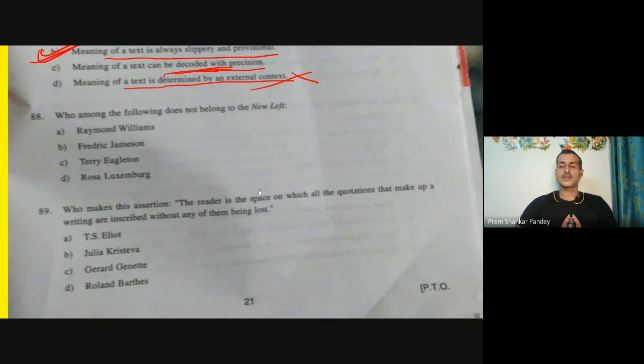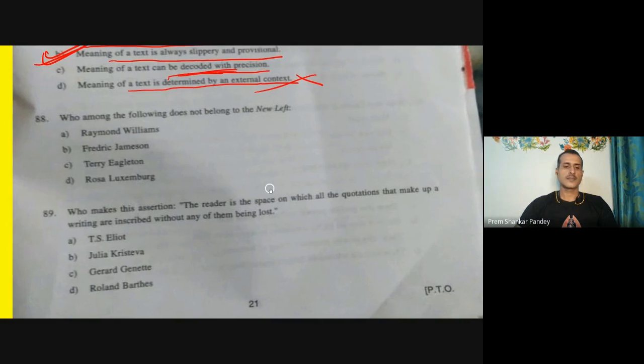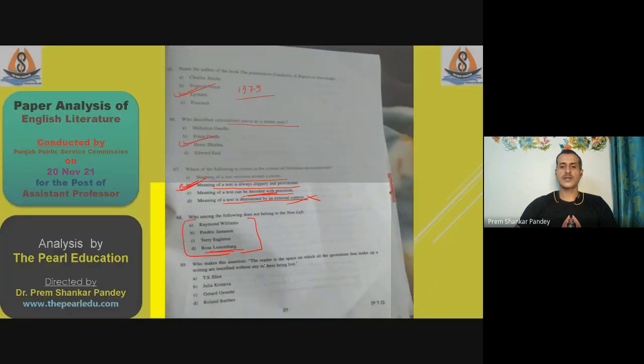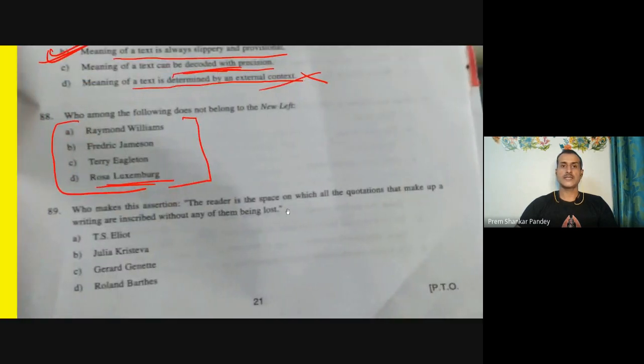It's a group of Marxism. New Left are the group of Marxist philosophers. As per me, all are from the New Left Marxist philosophers. I'll try to find the right answer. If any one of you know the right answer, you can discuss. If any one of you have seen such a question. But as per me, all of them are Marxist philosophers related to New Left Marxism, 20th century Marxist philosophers: Raymond Williams, Fredric Jameson, Terry Eagleton, and Rosa Luxemburg.